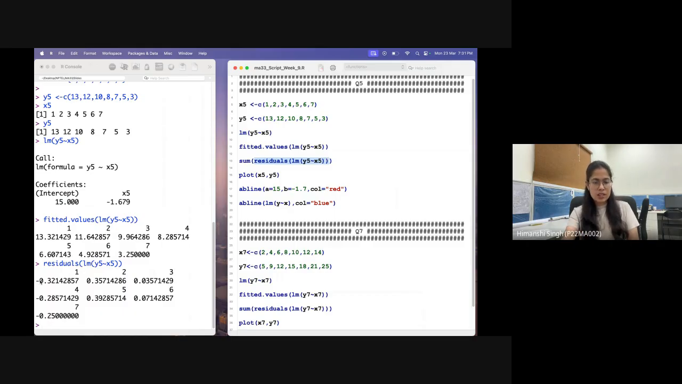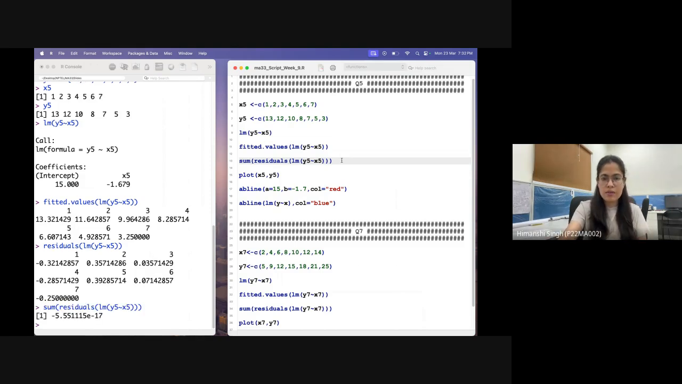For x equals 1, it is giving me a residual of 0.32. For x equals 2, it is giving me 0.35. For x equals 3, it is 0.035. So this is basically around 0 only. Fine. And if I want the sum of all the residuals, I write the sum function around the residuals, and here I am getting the sum. The sum of the residuals is very low, like minus 5.55 times 10 to the power minus 17. So it is very near to 0.